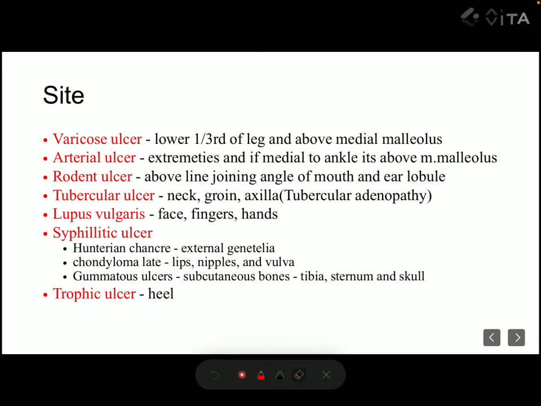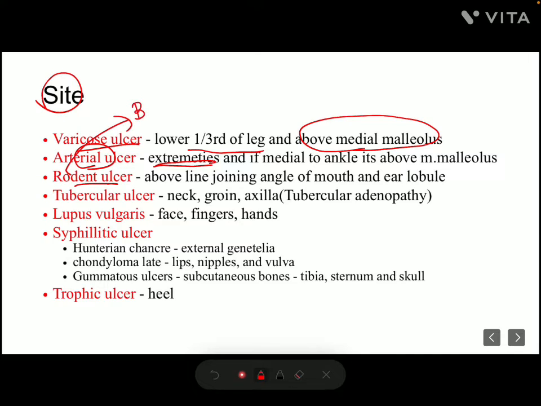Asking about the site where the ulcer is located is very important, because certain types of ulcers are more likely to occur at certain locations. For example, venous ulcers are more likely to occur at the lower one third of the leg, usually above the medial malleolus. And arterial ulcers are more likely to occur at extremities. Rodent ulcers, which are caused by basal cell carcinoma, are more likely to occur above the line joining the angle of mouth and ear lobule.